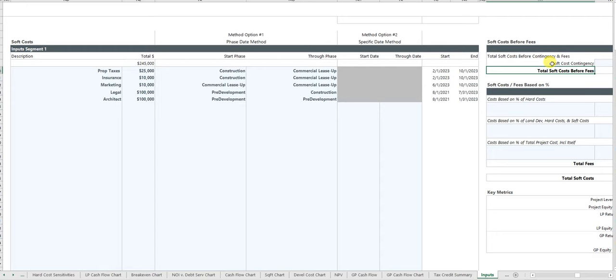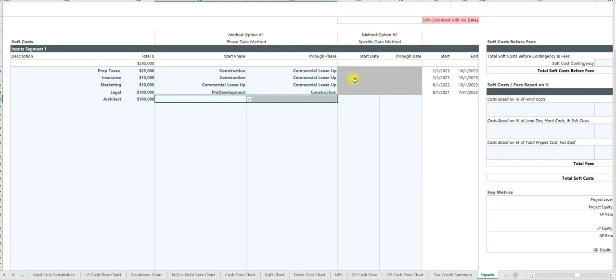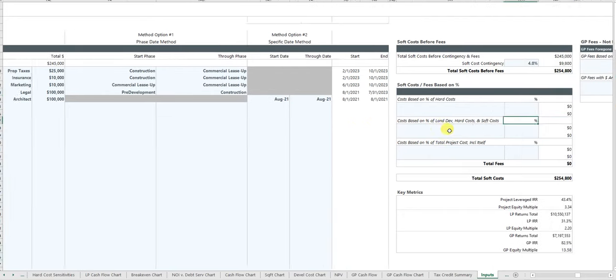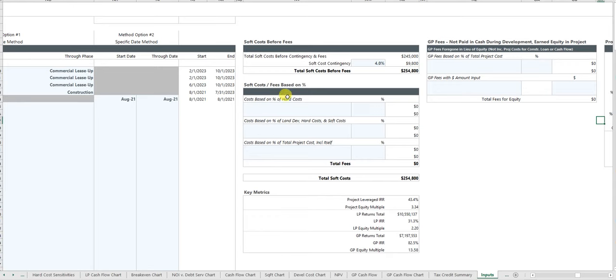The soft costs are set up very smart. You can input your soft costs, the cost of them, the dollar figure, and tell the model what phases the cost runs from. So this one here, legal, might go from pre-development through the whole project, through the end of construction. And if you happen not to want to use the phases, you can also input a specific date if you prefer. You also can have soft costs that are based on a percent of, say, hard costs, or a percent of land, hard costs and soft costs, or a percent of total project costs.